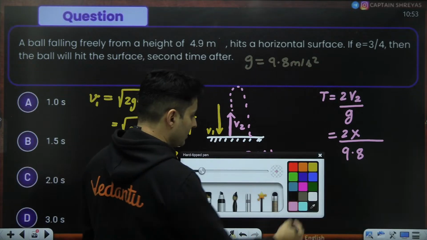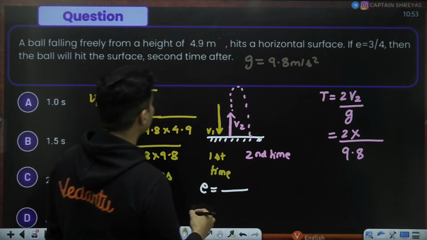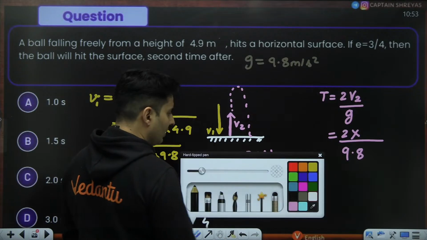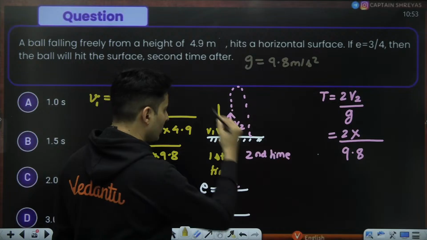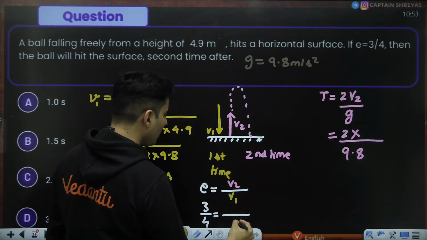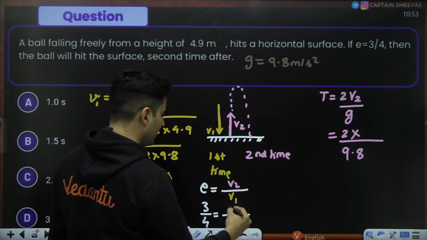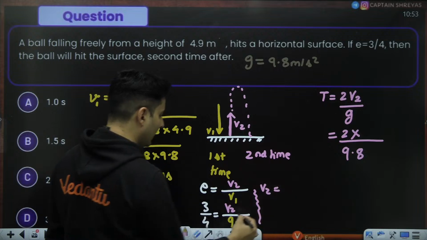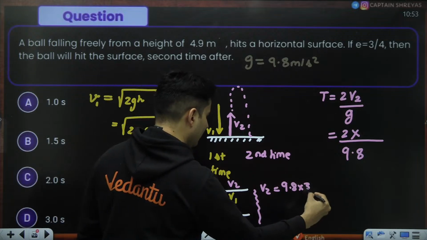Use the concept of restitution, my dear students. The concept of restitution says it is given as 3 by 4, right? Yep. So concept of restitution says it is the speed of separation upon the speed of approach. Approach is nothing but v1, which is 9.8, I believe, and the separation speed is v2. So from this we get the value of v2 as 9.8 multiplied by 3 divided by 4.